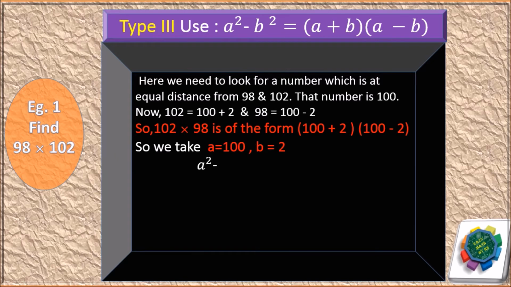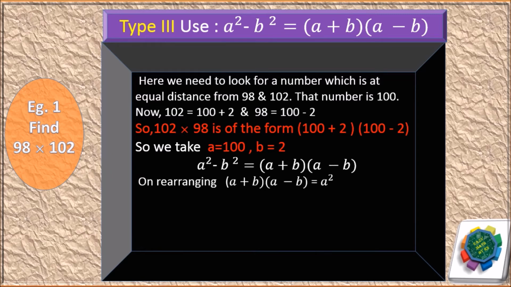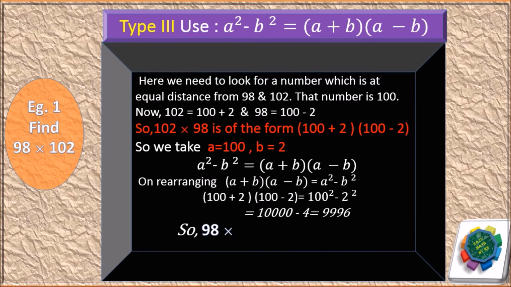So we get (a plus b) into (a minus b) as a square minus b square. So on squaring, we'll get 100 square as 10,000 and 2 square as 4, and then we subtract these two squares and we get the final answer as 9,996.